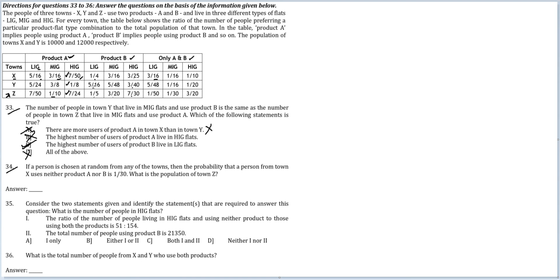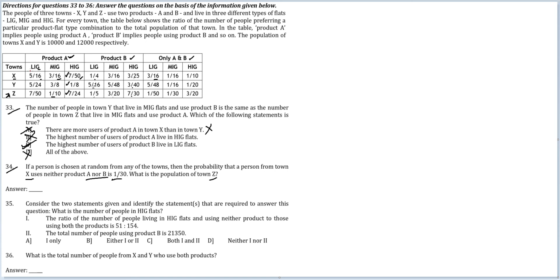If a person is chosen at random from any of the towns, then what is the probability that the person is from town X and uses neither product B, neither A nor B, is 1 by 30. Okay. What is the population of town Z? Right now, we have to identify two things. One, the population of people of town X that do not get represented. And secondly, that will lead me to the population of town Z. So let's see how many people from town X have not been represented.